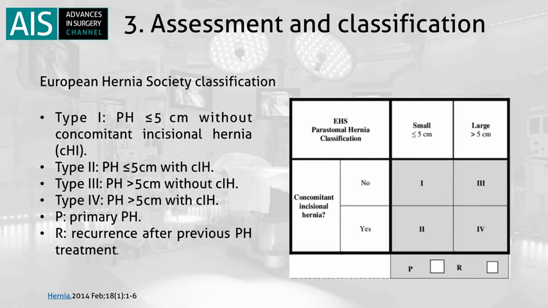Type 1. The hernia is smaller than or equal to 5 cm with no incisional hernia. Type 2. The hernia is smaller than or equal to 5 cm with an incisional hernia. Type 3. The hernia is larger than 5 cm with no incisional hernia. Type 4. The hernia is larger than 5 cm with an incisional hernia. P. Primary pH. R. Recurrence after previous pH treatment.